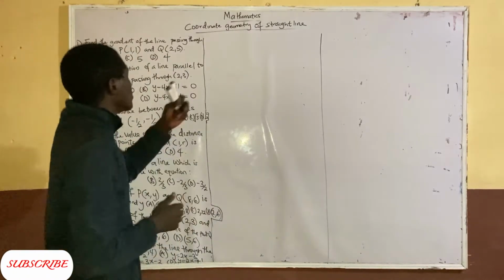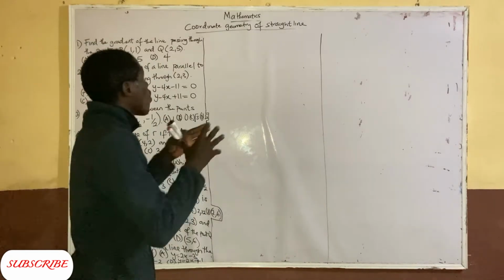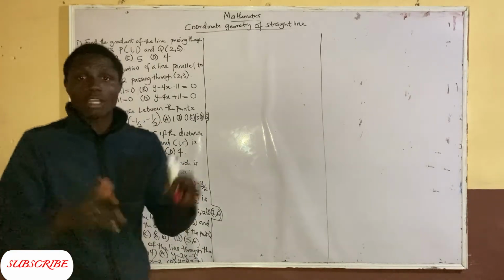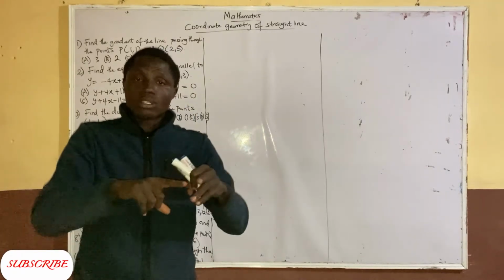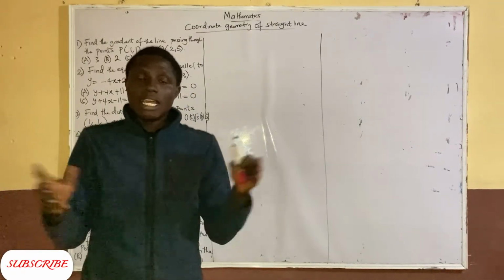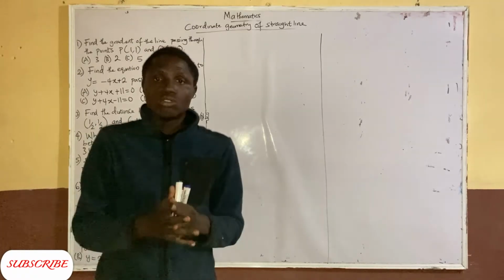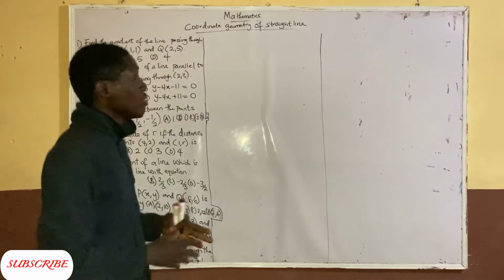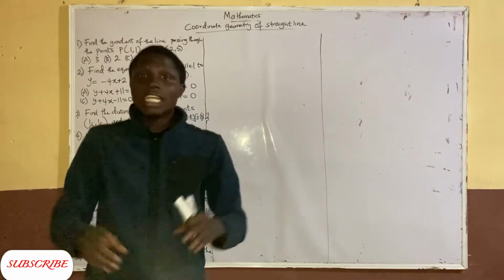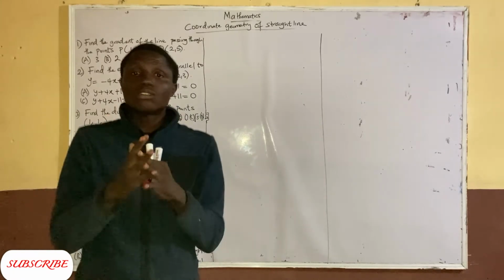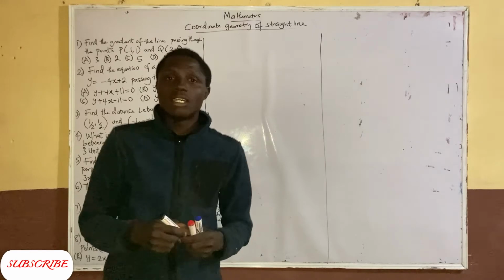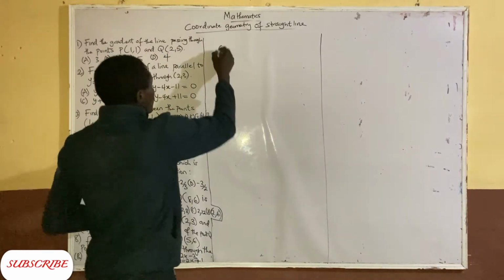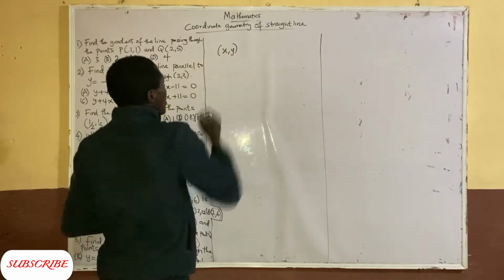Today we are going to continue with a topic called coordinate geometry of a straight line. We are talking about a line. A line is a distance between two dots. That is, a line connects two dots together. Specifically, we are talking about a straight line. A straight line connects two dots together, and each dot is called a coordinate, represented by x, comma y.